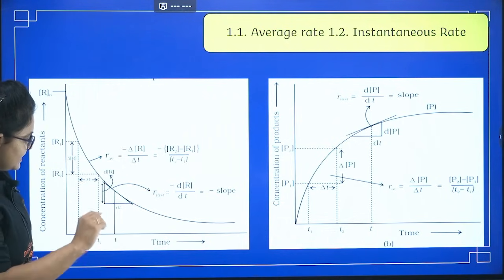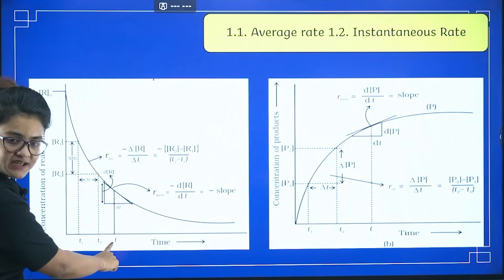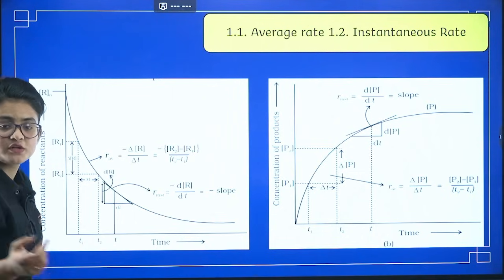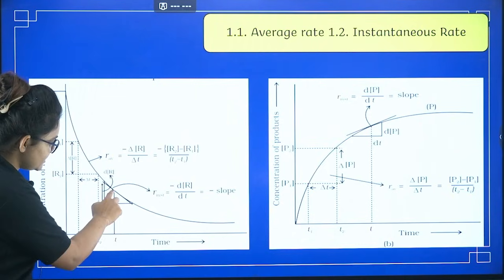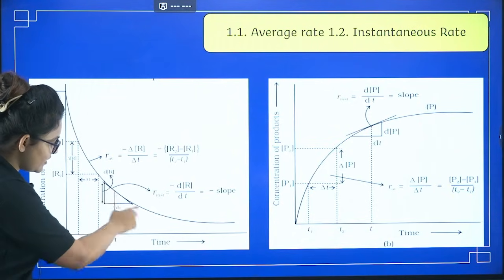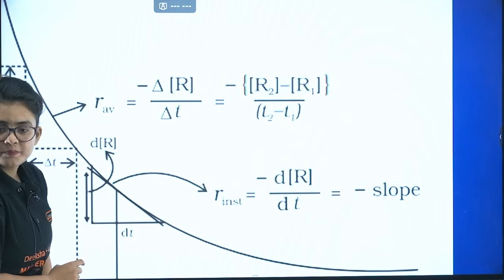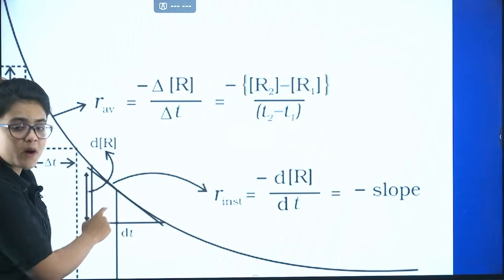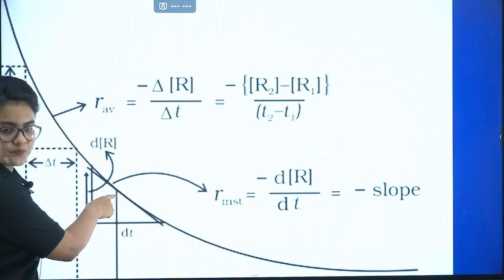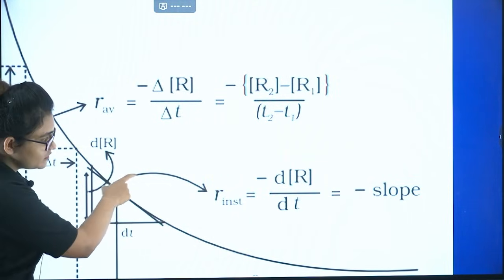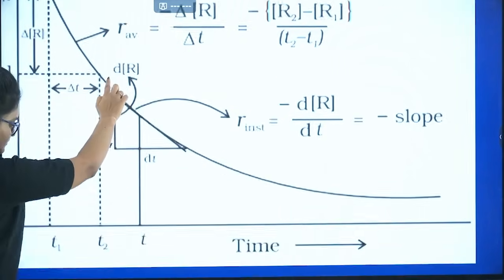But whenever I'm asking exactly at this time, you can see here T is written, exactly at this time, what is the rate? How will you find out? I will just draw a straight line over here that will touch the curve. I will draw a slope out there, right? Then I will calculate the slope. That will give you my instantaneous rate. I guess it's clear to you.